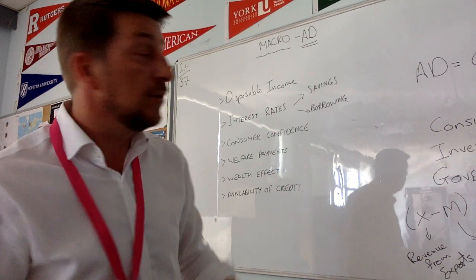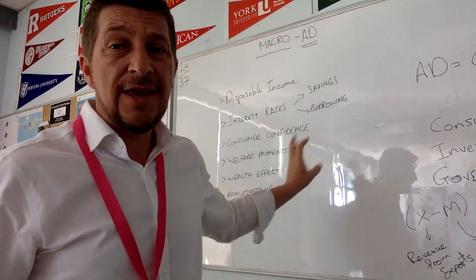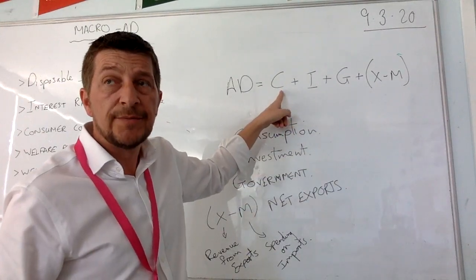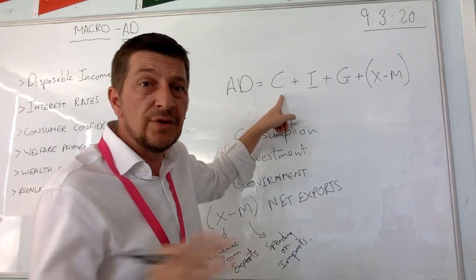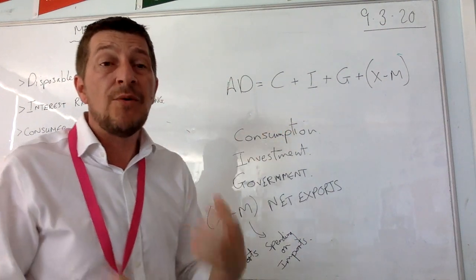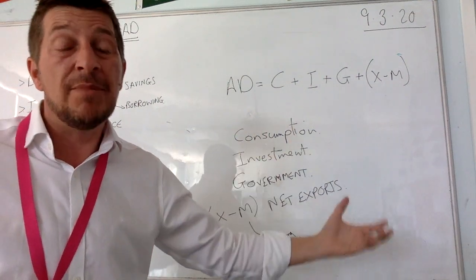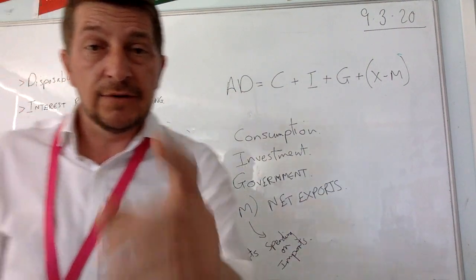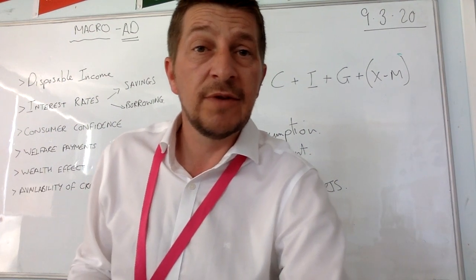Okay, so 1, 2, 3, 4, 5, 6 reasons, 6 influences on this one factor, consumption. You don't always have to use all 6, you don't have to remember all 6, but what you do need to be able to do is tell a story about what might impact on consumption and therefore have a direct impact on aggregate demand. Okay, right, next video is going to be looking at investment and what influences the level of investment in terms of aggregate demand.